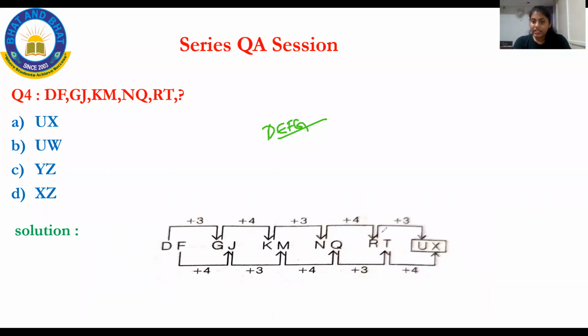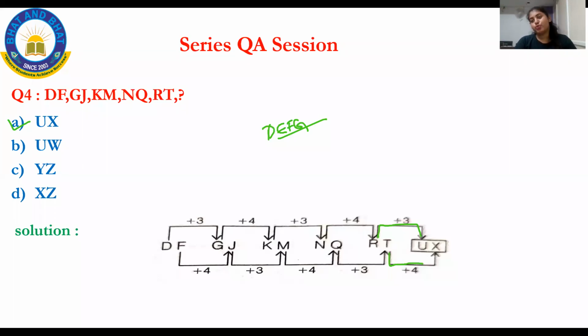Now let me see. R after 3 letters: S, T, U. And next, T after 4 letters: U, V, W, X. That is option A. What is the series now? The series follows plus 3, plus 4, plus 3, plus 4.